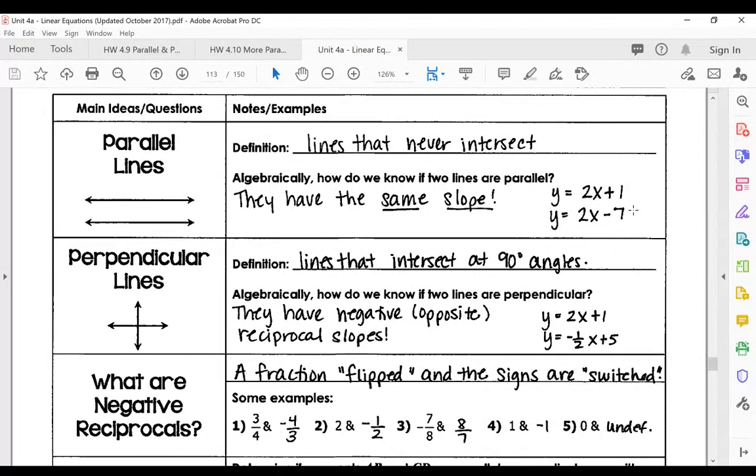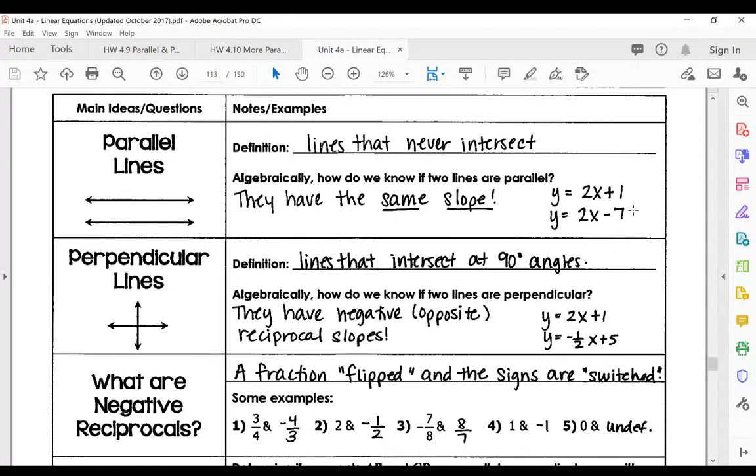In order for lines to be perpendicular, one of the slopes will have to be positive and the other would have to be negative. Also, they would have to be reciprocals of each other. Do you remember what a reciprocal is? A reciprocal is a fraction turned upside down. So the reciprocal of 5 over 3 is 3 over 5.